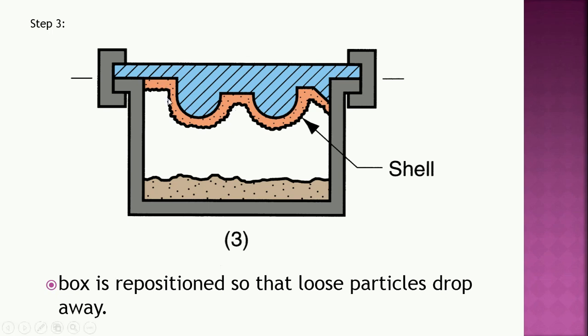Now this shell is our half mold cavity. By the same fashion, we have to prepare another half mold cavity, and they are assembled together to form a thin shell.